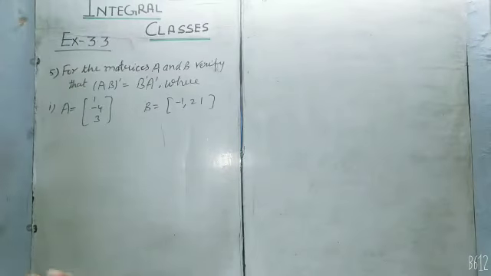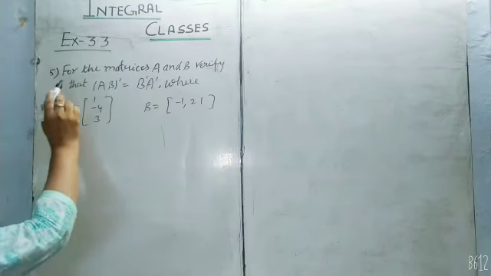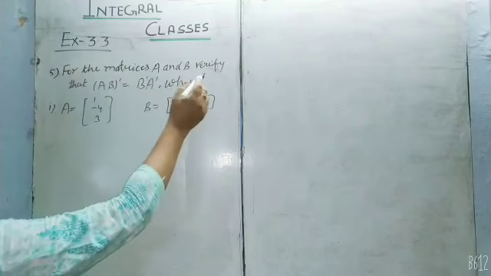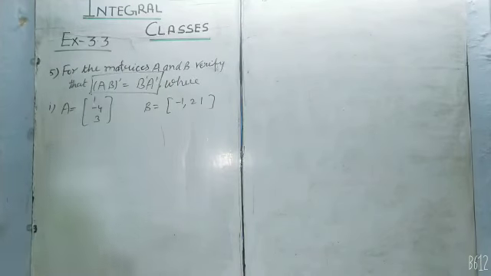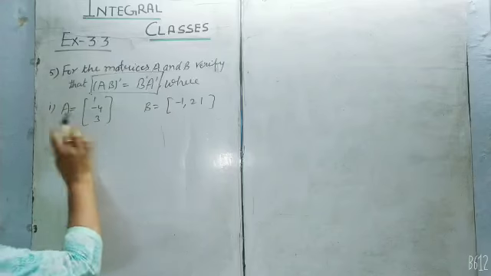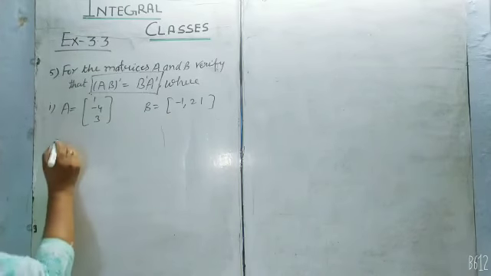Now student, I am explaining exercise 3.3. This exercise is very easy, so I am doing only some selected questions. Okay, so now question number 5. From question number 5 we will start. For the matrices A and B, verify that the condition holds. Now we are given two matrices A and B. First we will find their transposes also.